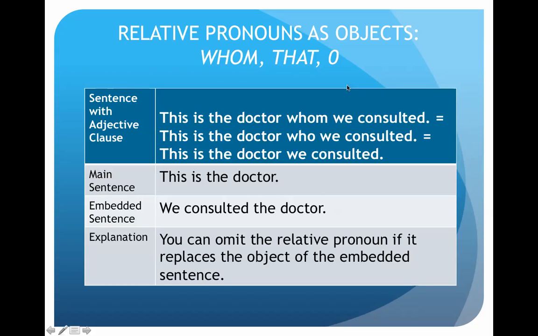Now, a rule about leaving out the relative pronoun completely. This is the rule that you can omit the relative pronoun if it replaces the object of the embedded sentence. So here is the embedded sentence. We consulted the doctor. This is the object of consulted. And when I make the sentence, I'm using whom for the doctor. And the embedded sentence has doctor as the object. So in that situation, it is okay to take out the relative pronoun and not use it at all.